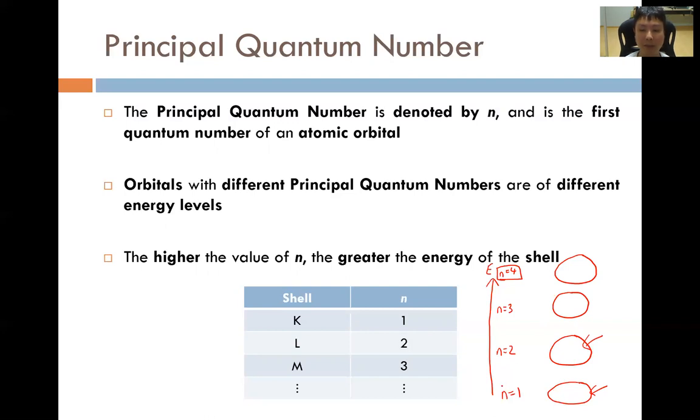Okay, so once again, view the principal quantum number as the energy level. The lower the energy level, the lower the energy of the atomic orbital, and these orbitals will have priority in filling electrons up.